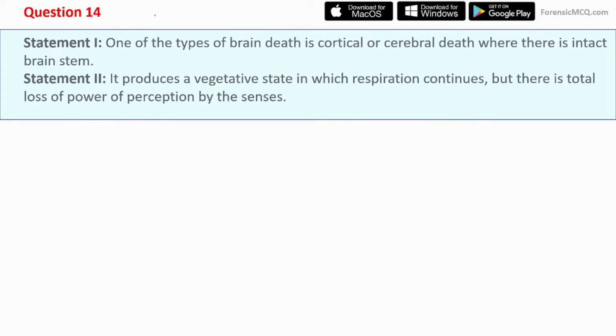Moving to question number 14. Statement 1: one of the types of brain death is cortical or cerebral death, where there is an intact brain stem. So this is the correct statement. In cortical or cerebral death, there is an intact brainstem.